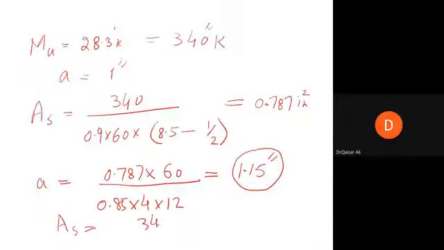340 divided by 0.9, divided by 60 into 8.5 minus 1.15 divided by 2.